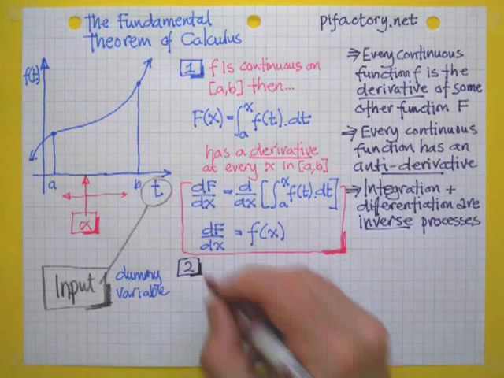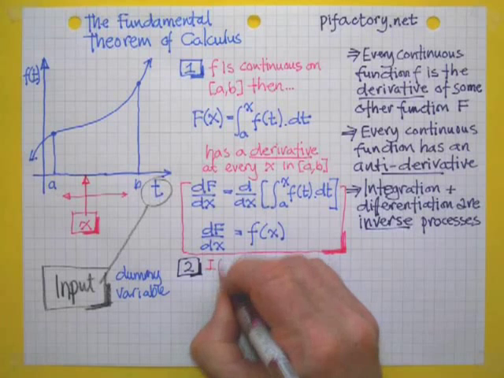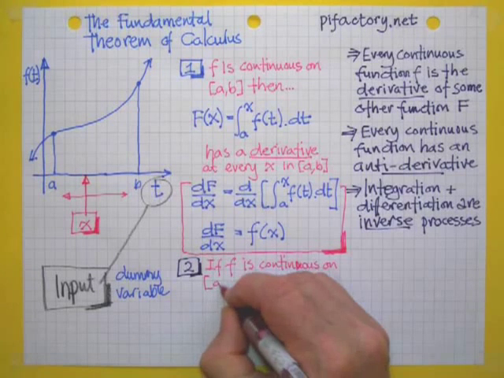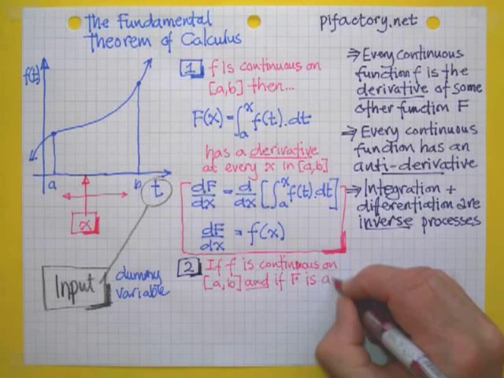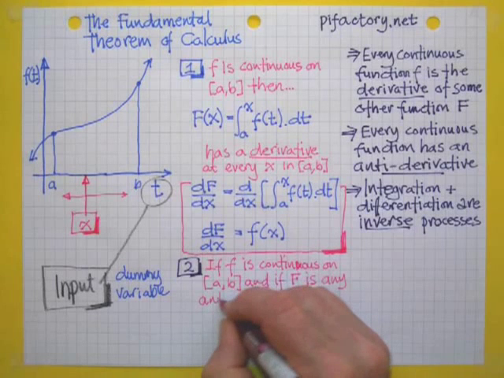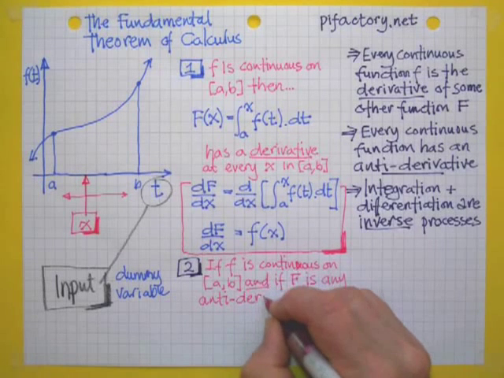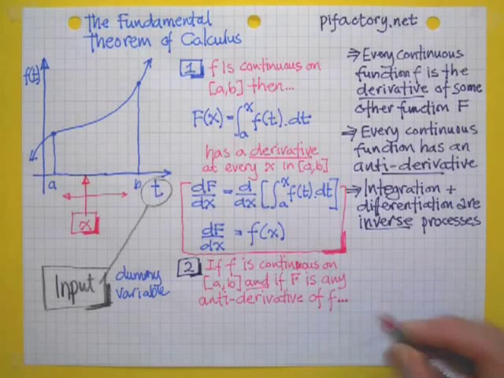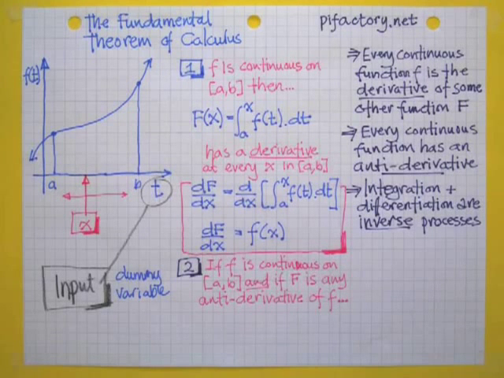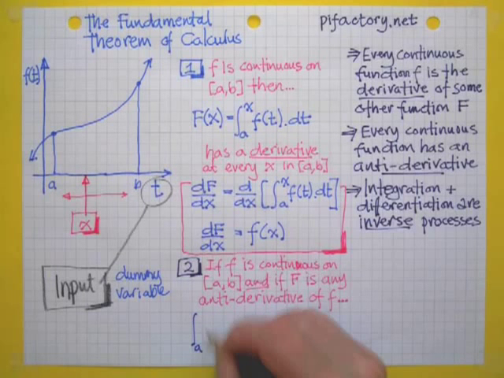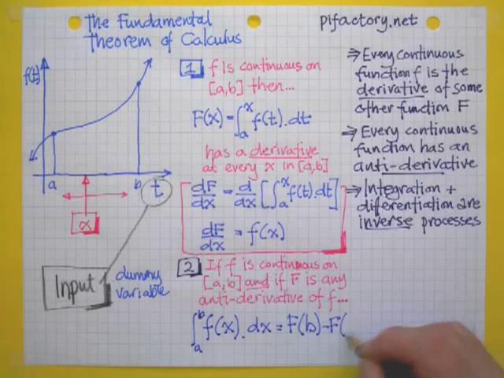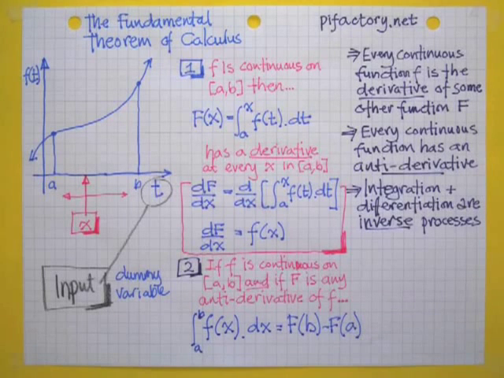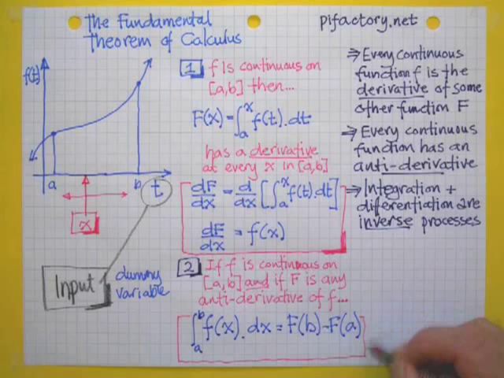The second fundamental theorem of calculus says that if f is continuous again on a closed interval a, b, and if large F is any antiderivative of f, then the definite integral between a, lower bound a, upper bound b, of f of x dx, is going to be a number, and it's going to be F of b subtract F of a.